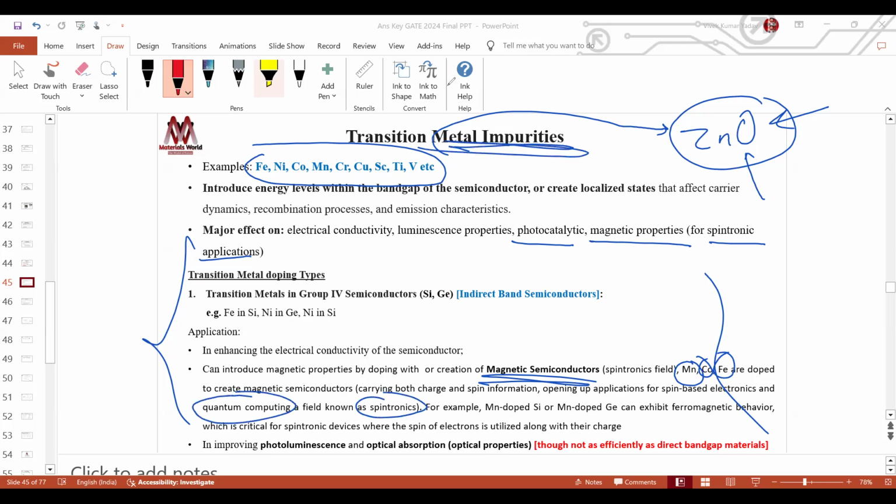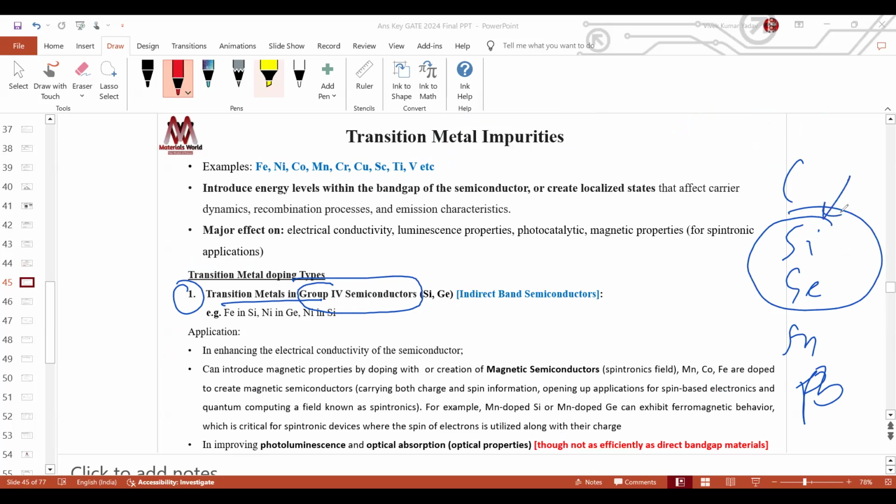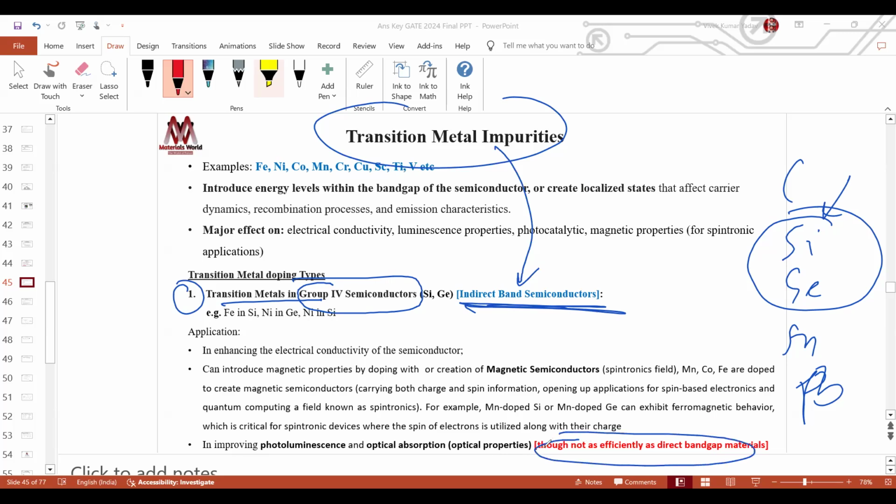Now, transition metal impurity with the indirect semiconductor. The first type is transition metal doped in group 4 semiconductors, meaning the silicon group. Silicon and germanium are typically indirect band semiconductors. If you dope these transition metals in an indirect semiconductor, you won't get much good luminescence, meaning LED properties, but you get a magnetic semiconductor, enhanced electrical conductivity, and enhanced photocatalytic ability.